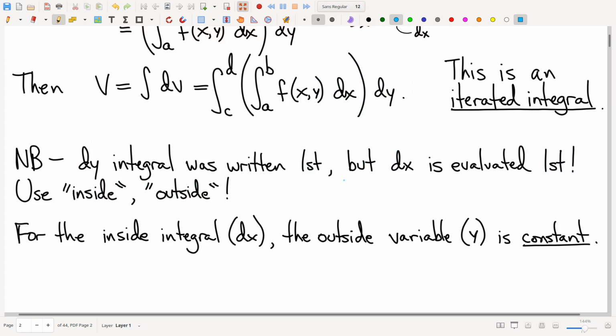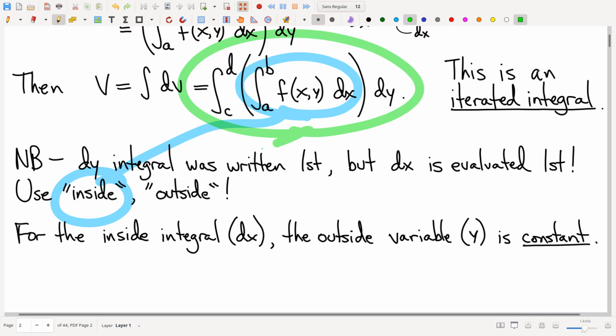What you can do, and I think this is easy, is you can talk about the inside integral. That's perfectly clear which one's on the inside, right? And you can talk about the outside integral. Again, perfectly clear. So, gotta think that through.